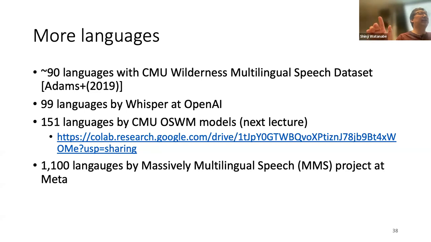And in the next lecture, we will also explain our recent effort of reproducing the Whisper model. We call it OWSM, the awesome model, which supports 151 languages. And there is a Google Colab here, so you guys can test your own languages. Compared with Whisper, there is some degradation, but surprisingly, it's working quite well, at least for English and Japanese.